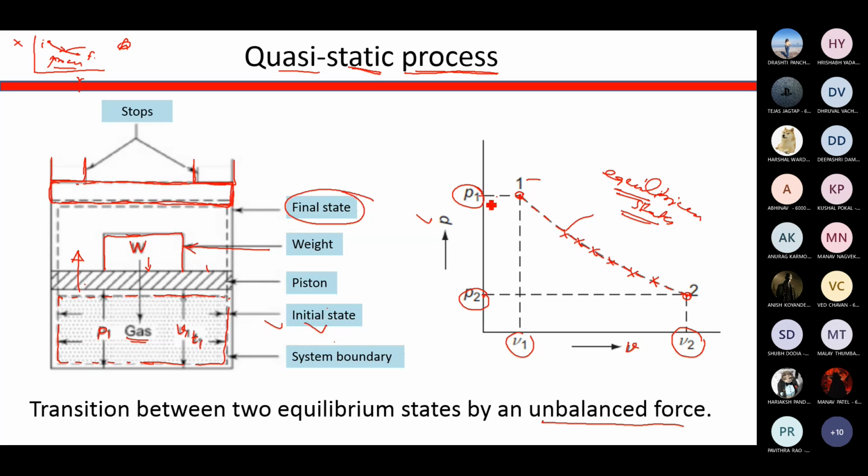So you have only 2 points to look at. One is the initial equilibrium state and the second is the final equilibrium state. Nothing else in between can be traced. So this is what happens in the actual process. Remember this.